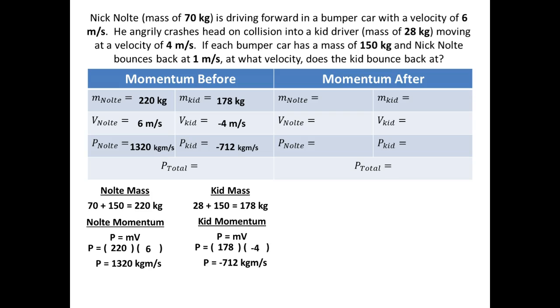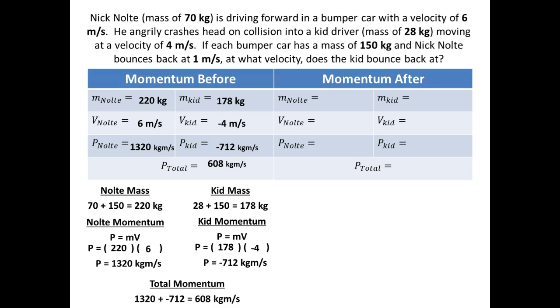So to find the total momentum, I add them up. Total is always a good keyword in word problems for addition. So 1,320 and -712 kilogram meters per second. That's the total amount of momentum that we're looking at. One is positive momentum going forward. One is negative momentum going backwards. Remember, the negative just means it's going backwards. Add those together, so the total momentum, 1,320 plus -712, gives me 608 kilogram meters per second.